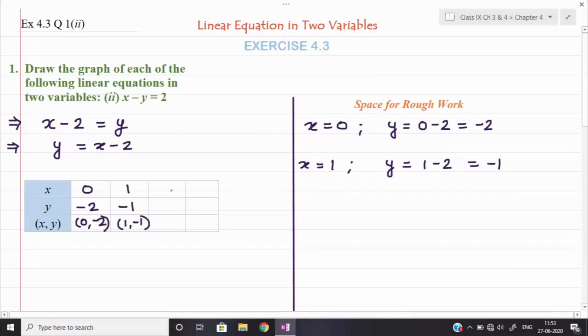Similarly, let us take the value of x equal to 2. So value of y will be 2 minus 2, so it will become 0. So I can say that when I have taken the value of x is equal to 2, I got y as 0, and the solution will be 2 comma 0.